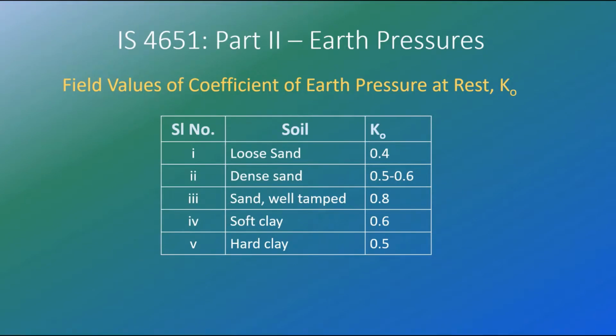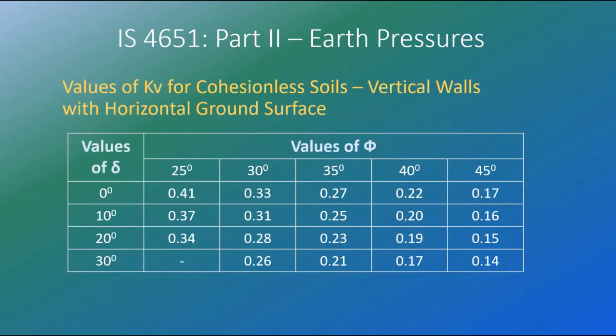Now we are moving on to earth pressure coefficients for different conditions. The current slide displays K0 values for various types of sand and clay. This slide projects the active earth pressure coefficient corresponding to different values of phi and delta. We can observe an inverse relationship between Ka and phi, delta values.